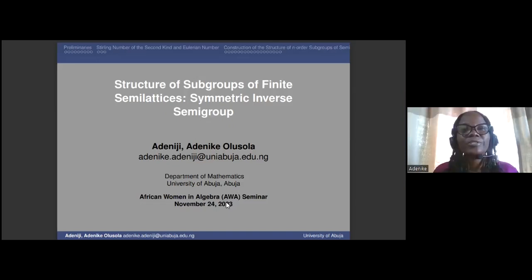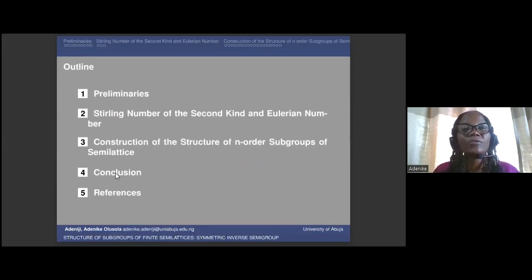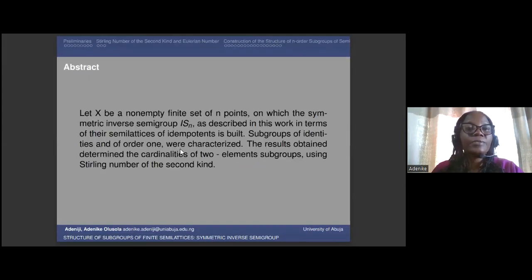So I'm here to present a seminar with the topic structure of subgroups of finite semilattices using symmetric inverse semigroup. The outline of this seminar is as follows. The preliminaries, we're going to look at the method. We use Stirling number of the second kind and Eulerian number. Then the results, that's constructing the structure of n other subgroups of finite semilattices. And then, the abstract.